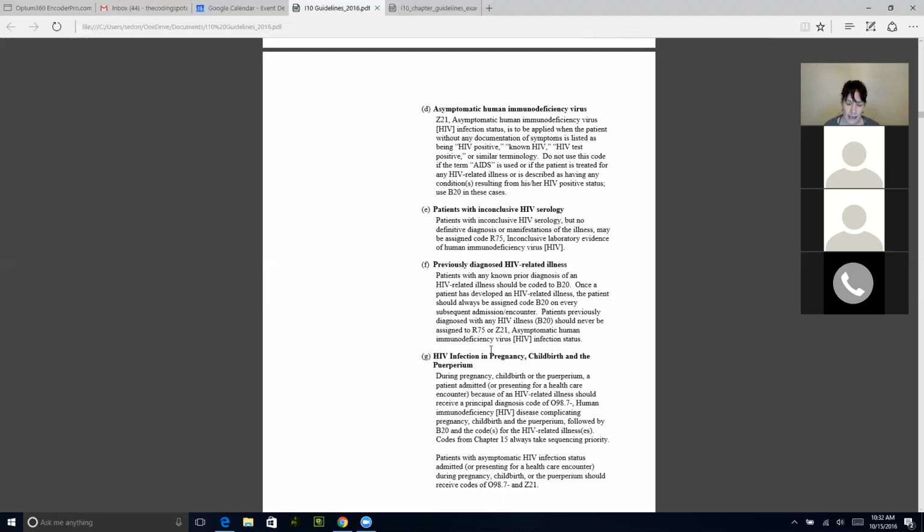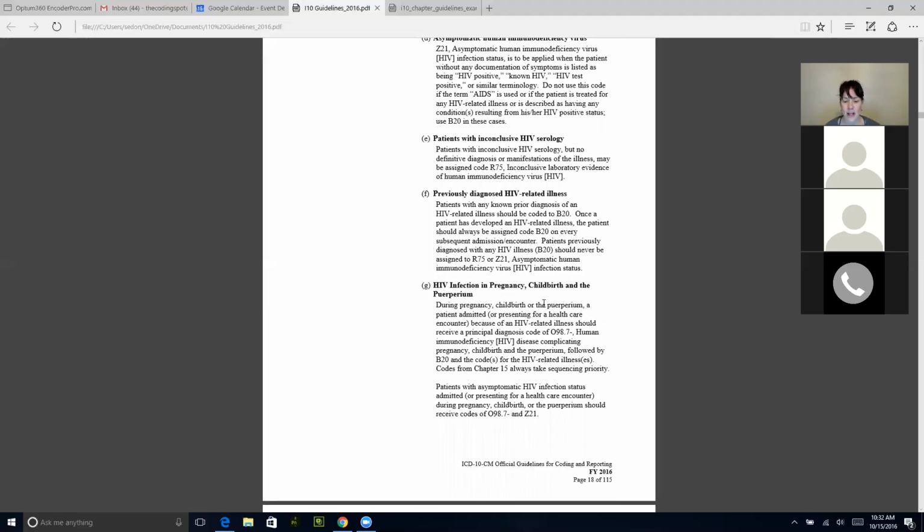G, HIV infection in pregnancy, childbirth, and the puerperium. This is a word that no matter what, I always end up having to pronounce, and for some reason this comes up frequently, and it's always a tongue twister for me. So during pregnancy, childbirth, or the puerperium, a patient admitted or presenting for a healthcare encounter because of an HIV-related illness should receive a principal diagnosis code of O98.7. So this is important too.